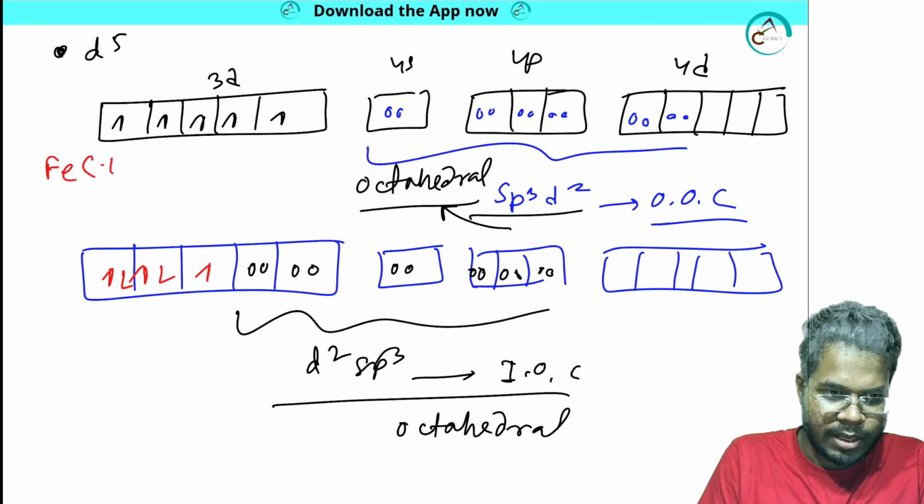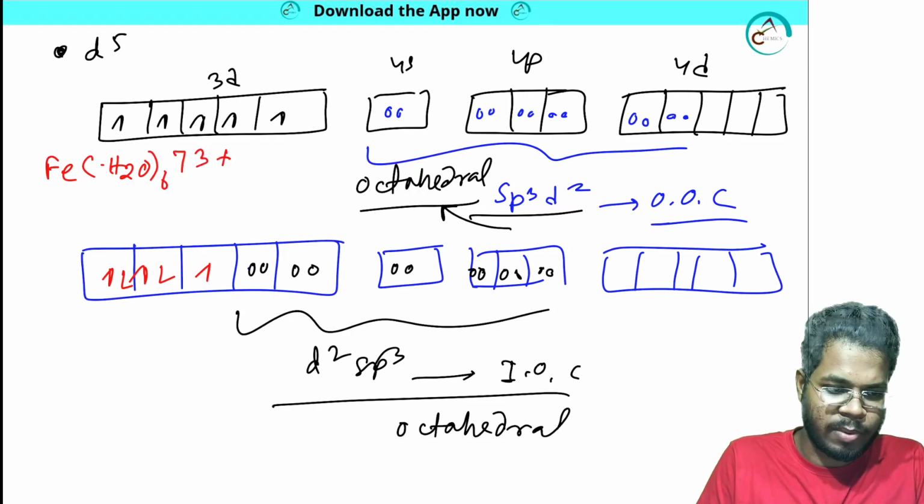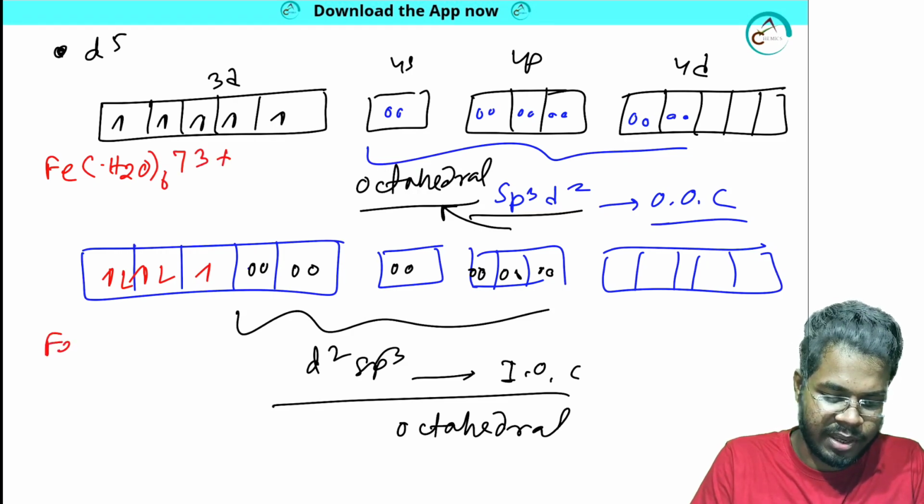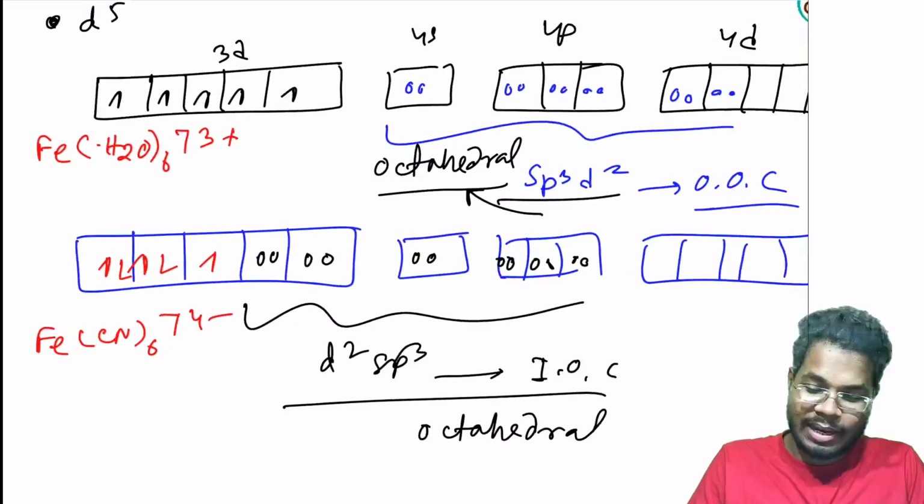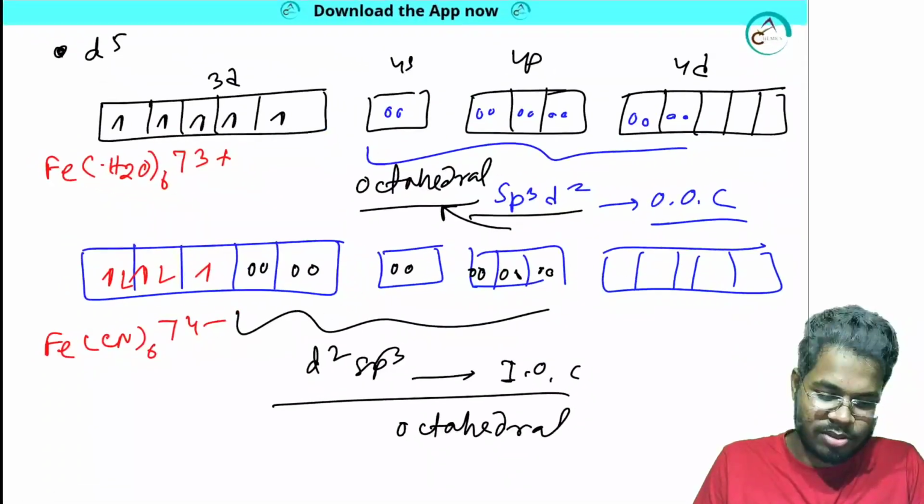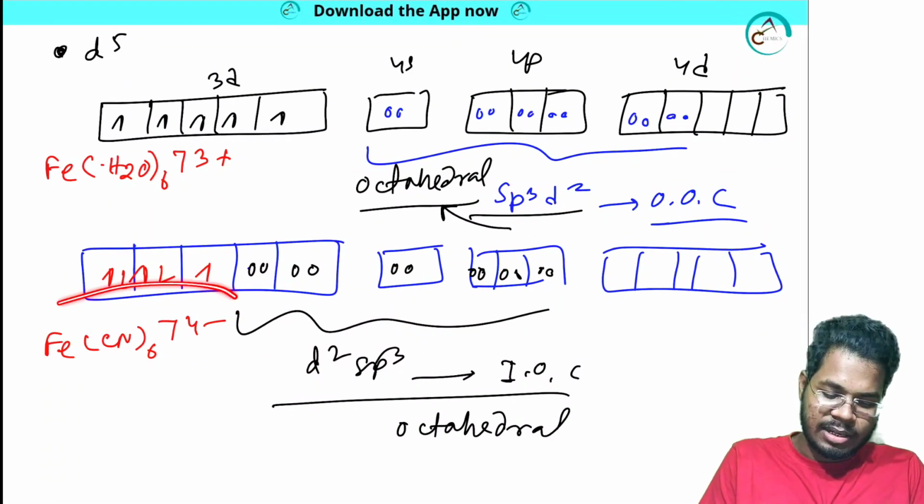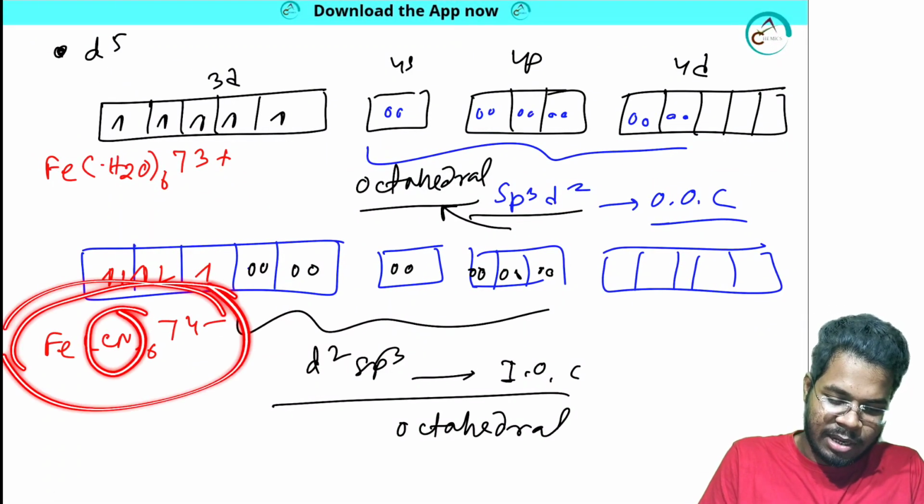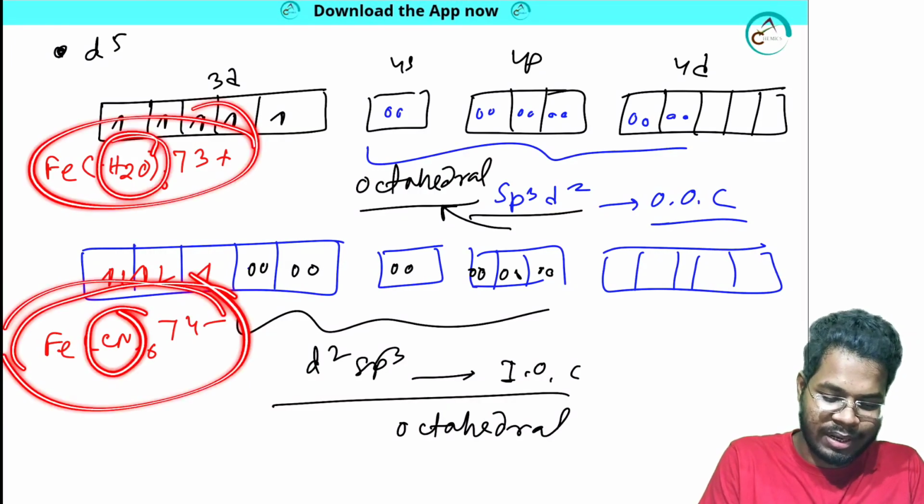Fe(H2O)6 3+. And for an inner orbital complex, I can give you an example like Fe(CN)6 4-. You can see the same thing is happening here, and that is the ligand. Here it is iron 3+, here also iron 3+, but here it is water and here it is CN.